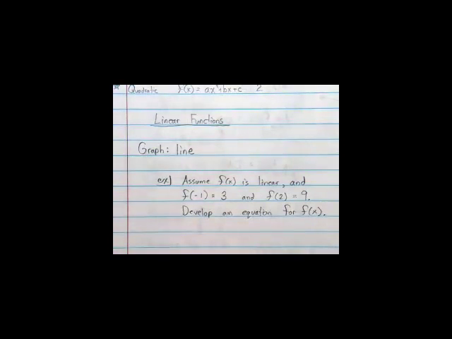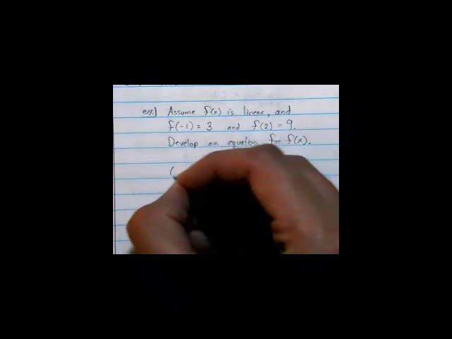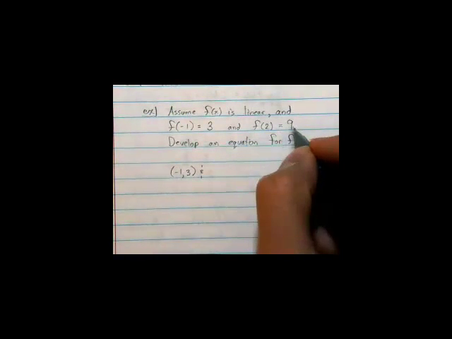Now this is written in a way that you probably haven't seen before with this type of thing. This f of negative 1 equals 3, f of 2 equals 9. In the past, when you were doing this kind of thing, you were probably just given 2 points. Well, I really did just give you 2 points. I just wrote them in function notation. So if f of negative 1 equals 3, what ordered pair is that? What point is that? It's negative 1, 3. Okay, so we have the point negative 1, 3, and then 2, 9, right?